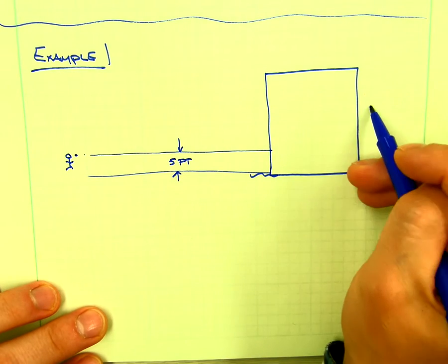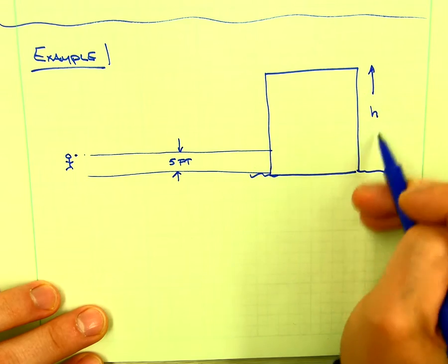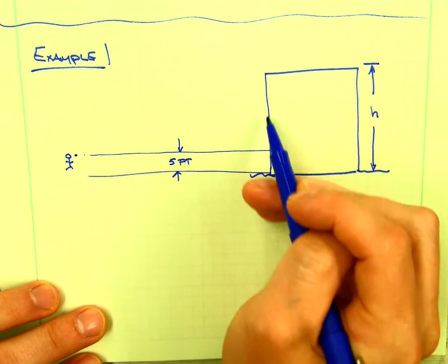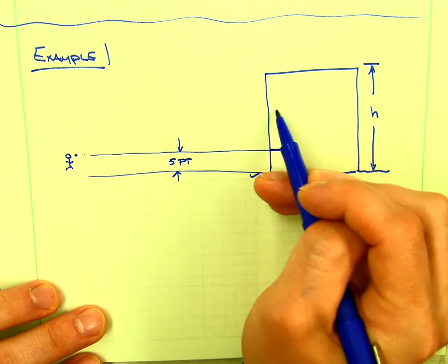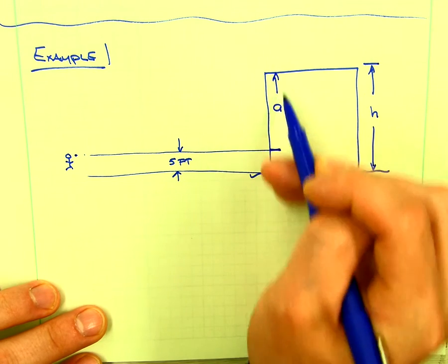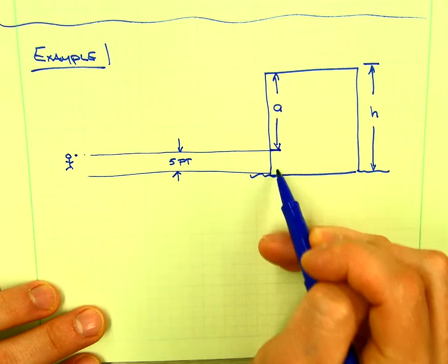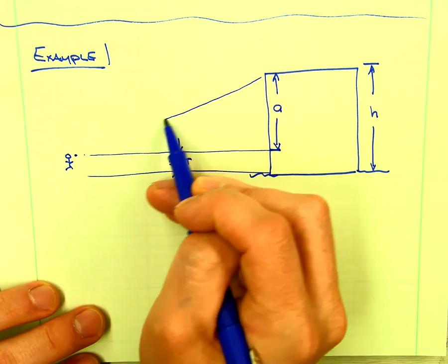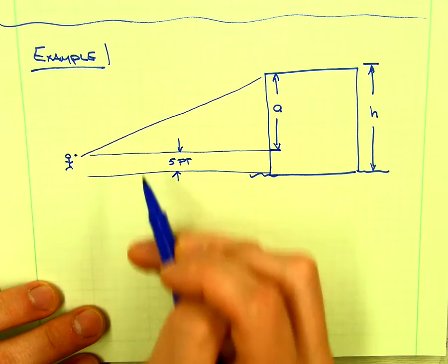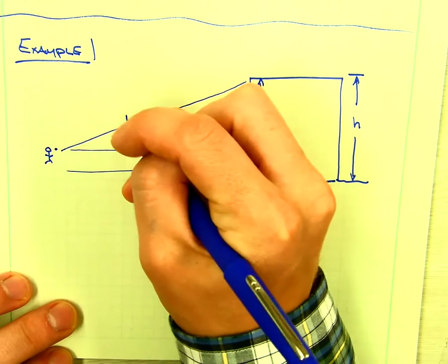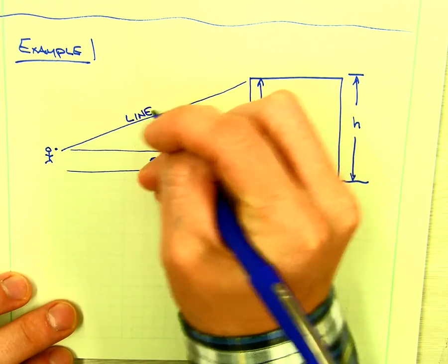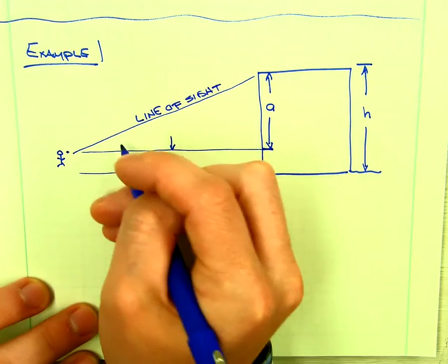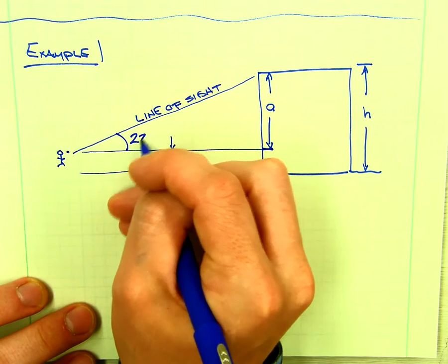Okay, so here the total height of the building is going to be h. And what he's measuring right here is not the total height of the building, but a, which is the total height of the building short 5 feet, because he's standing, or the measurement is 5 feet off of the ground. So he's taking this measurement right here. He's got a line of sight to the top corner of the building. And this angle right here is 22 degrees.